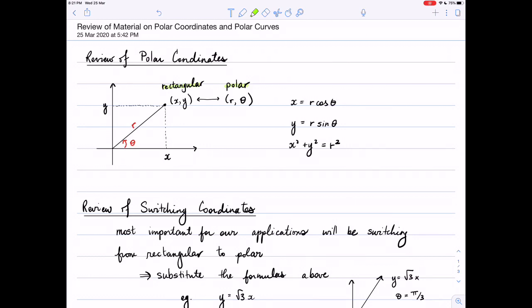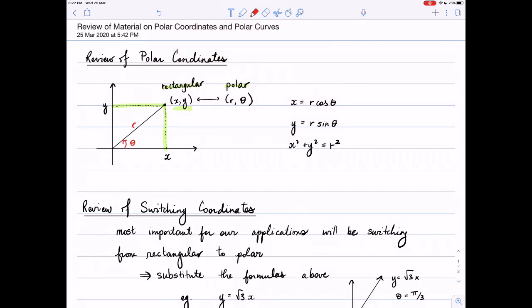Rectangular coordinates are the typical xy coordinates that you are used to using. Cartesian coordinates is another name. And they're called rectangular coordinates because the x and the y are two sides of the rectangle, which determines the position of the point.